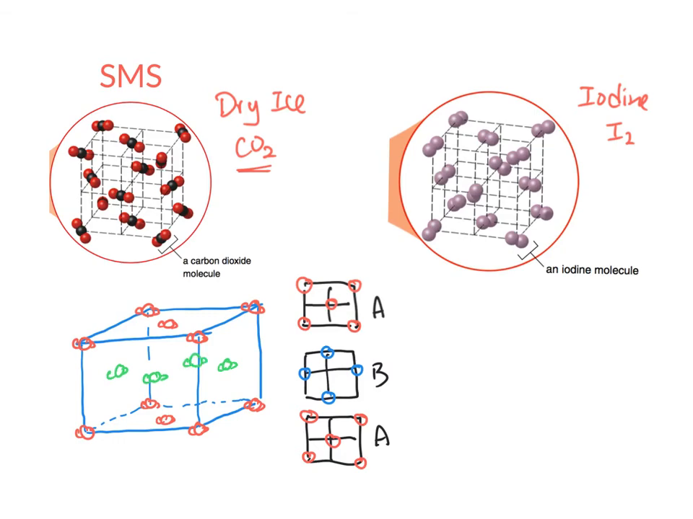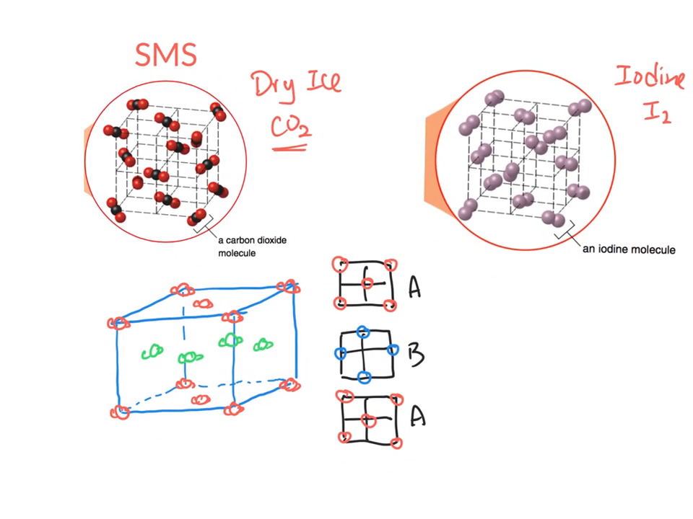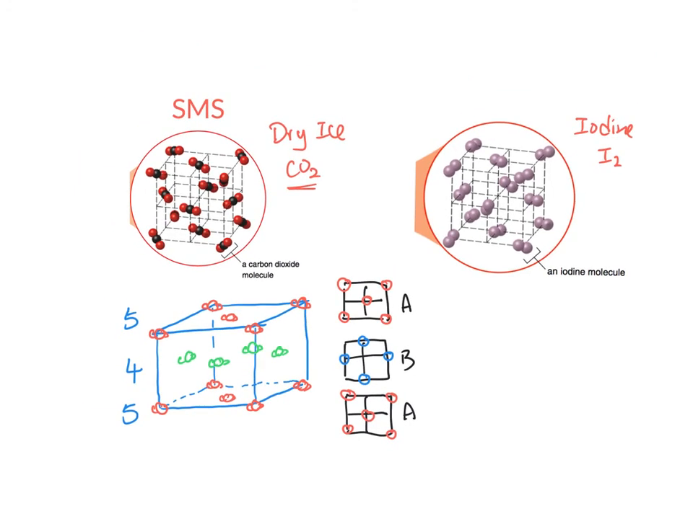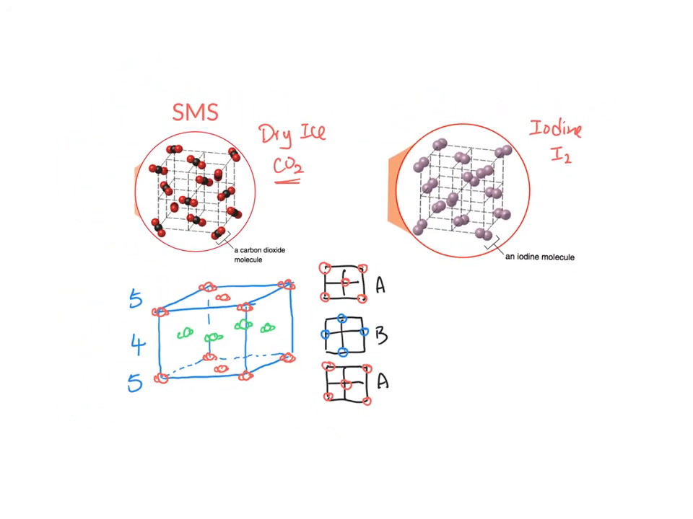The other one. You'll find that in total we've got 5 molecules, 4 molecules, and 5 molecules. So it looks like this. And the last one will be iodine. We draw it very similar to that, but we just change the 3-atom molecule into 2.